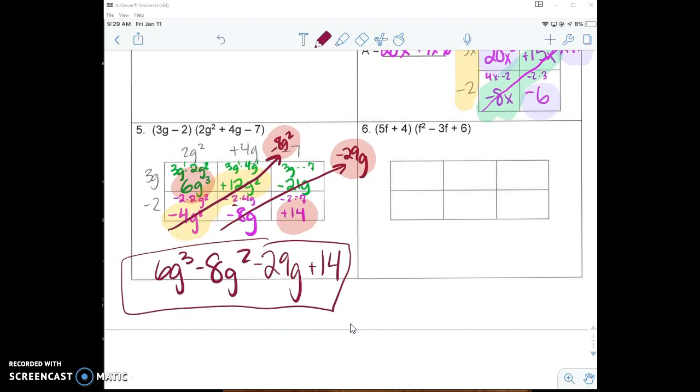Okay, number 6. Same thing. I have one polynomial that has 3 terms. I'm going to write it across the top. And it doesn't matter. You could set your box up differently and write it across the side. My 2-term polynomial down the side.